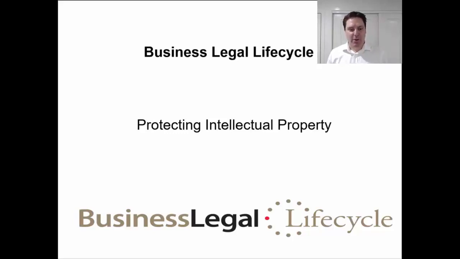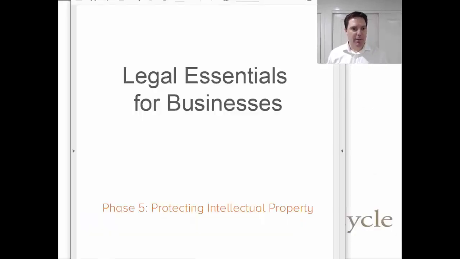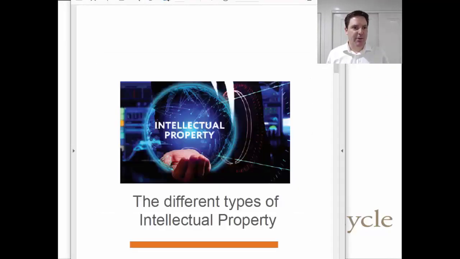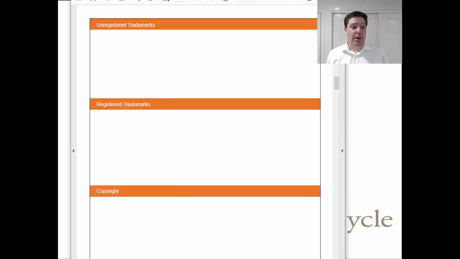Before we get in, I just want to quickly make sure that you've got the workbook here. Should be the Phase 5, Protecting Intellectual Property. And you'll see there's a part for the introduction for you to write your notes there. Then we're going to talk about the different types of intellectual property. We're going to go through all the different ones that we've got here.